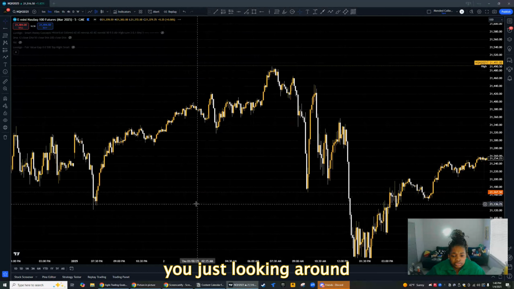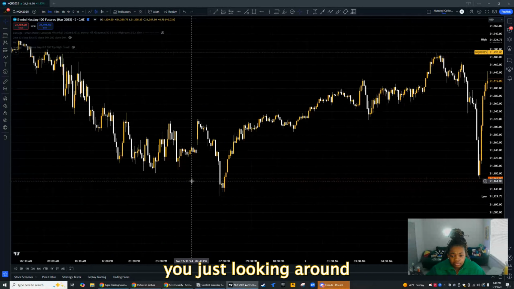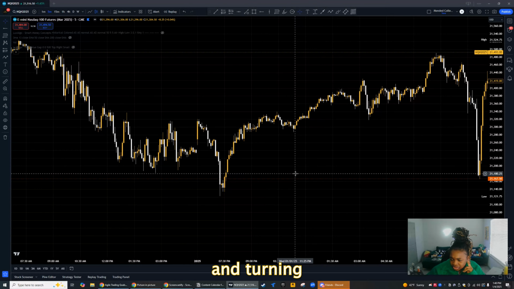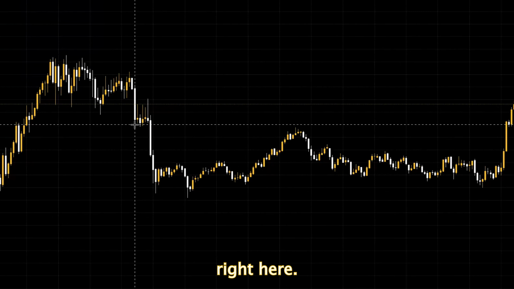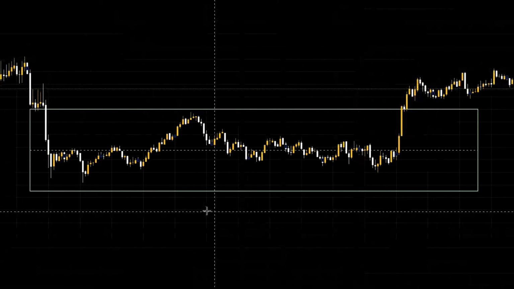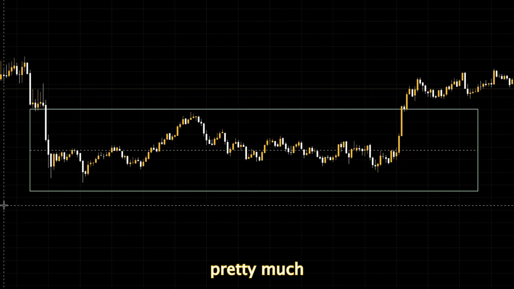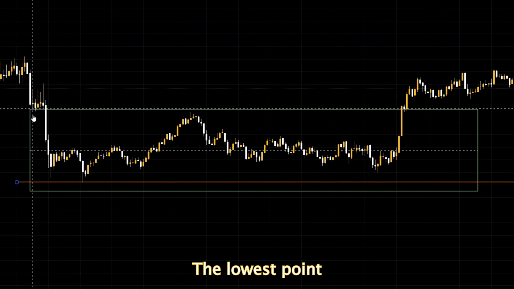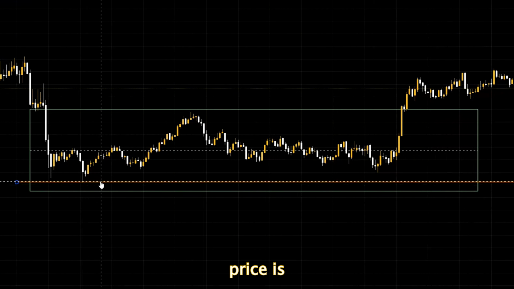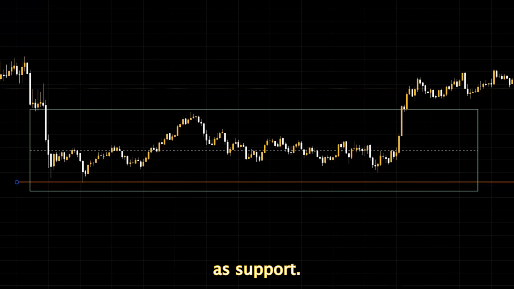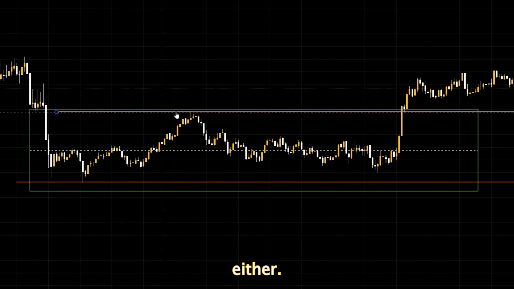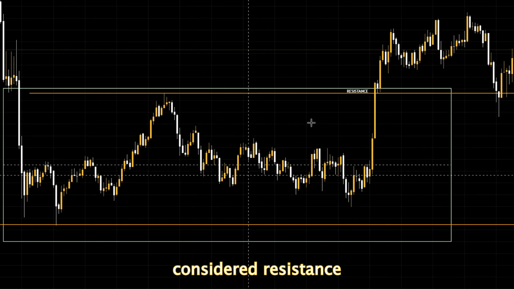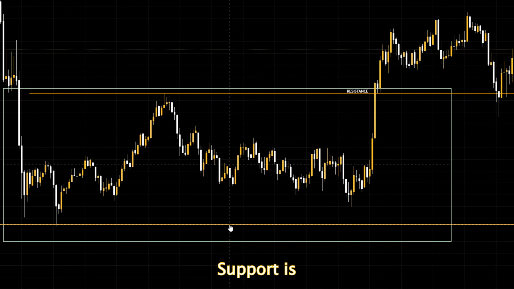So if you go throughout the chart and you're just looking around, finding where is price action stopping and turning back around. For instance, I see something right here. In this area right here, I see a bunch of candlesticks pretty much not wanting to pass this area right here. The lowest point within this green box, I see prices not really trying to pass this area as support. Then we have this area right here, price doesn't really want to pass either. That would be considered resistance. Resistance is at the top, support is at the bottom.